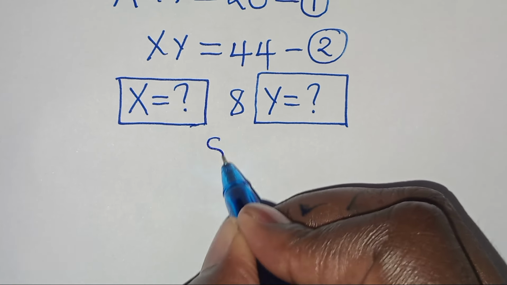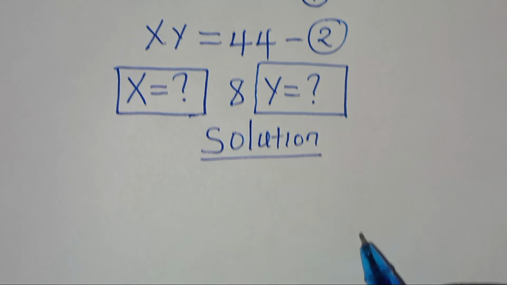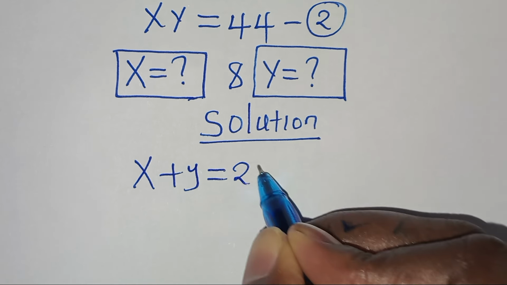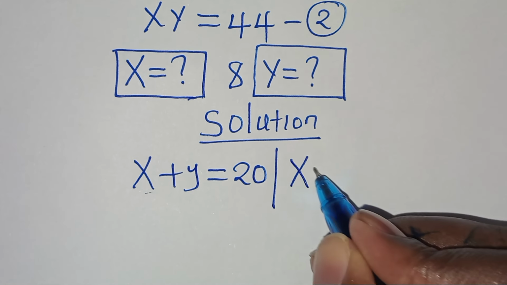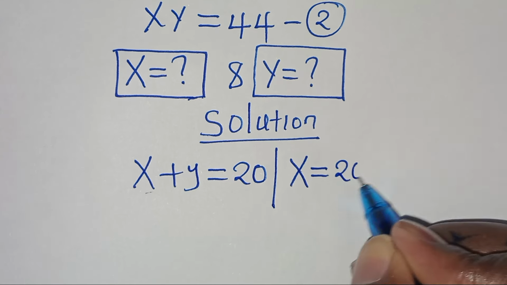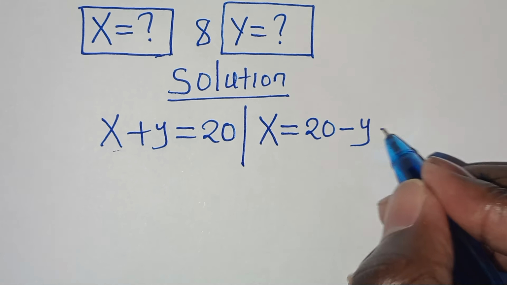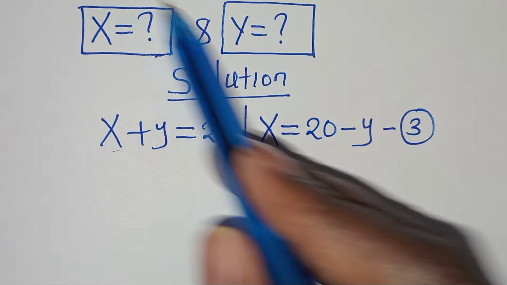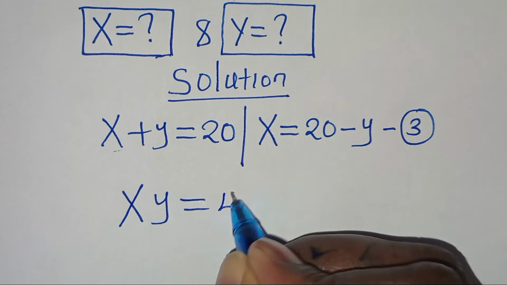Now let's provide a solution from here. From equation 1, x plus y is equal to 20. We can make x the subject of the formula so that x is equal to 20 minus y. Let's call this equation 3. Now, let's substitute equation 3 into equation 2. Equation 2 is x times y, which is equal to 44.